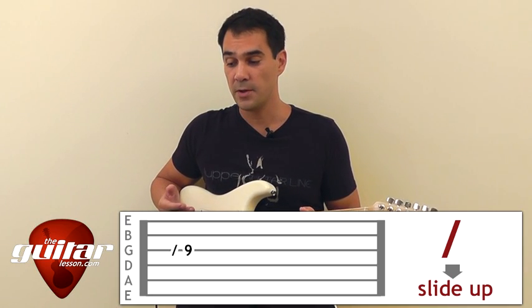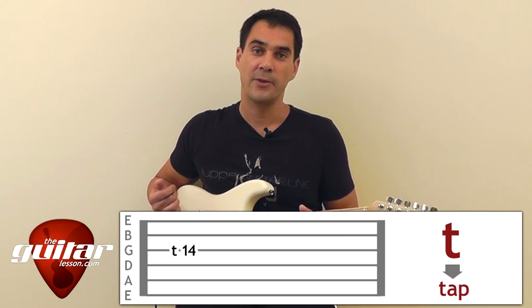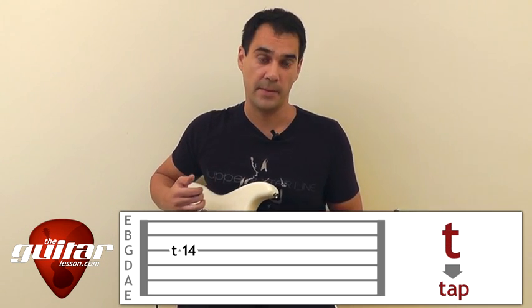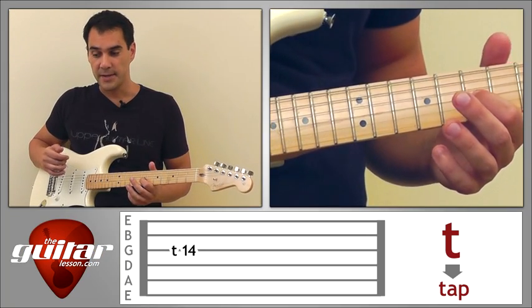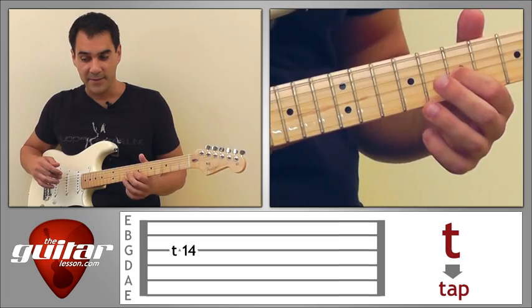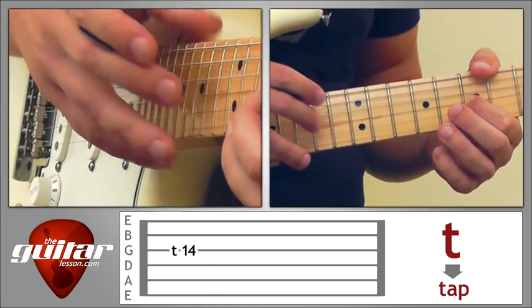The next symbol we'll look at is the T and the P. This is used when you're supposed to be tapping on the fretboard. So let's just have a look at this example. We're at the 7th fret of the G string once again. And if you see a T, the next number is where you need to tap.